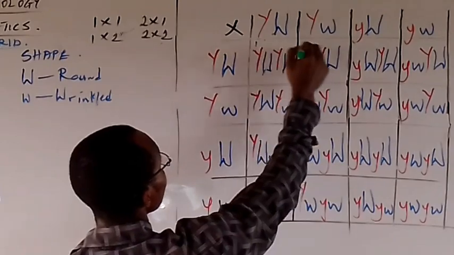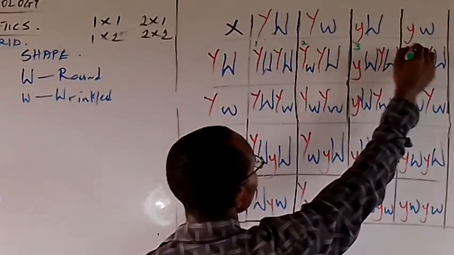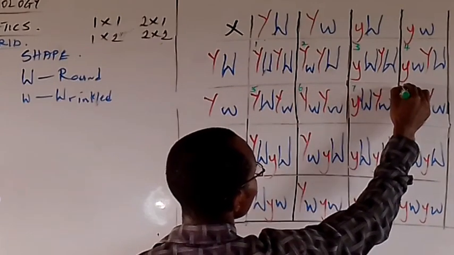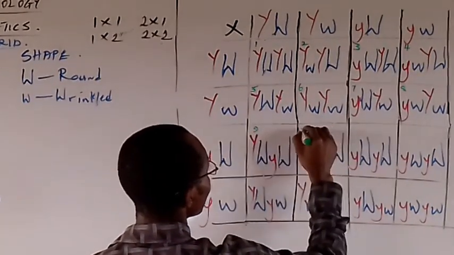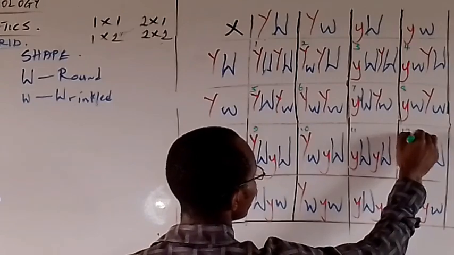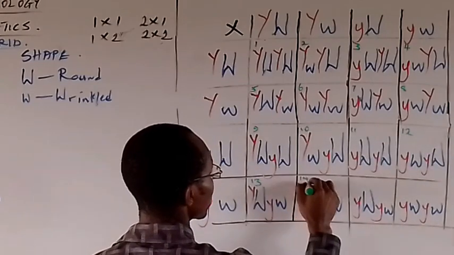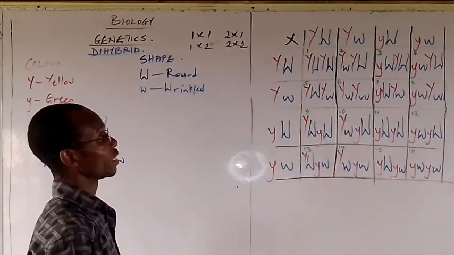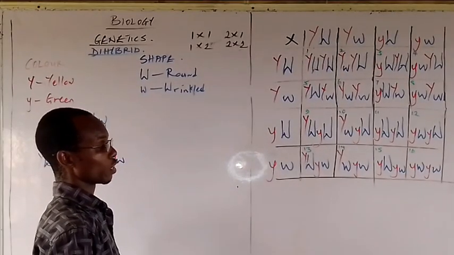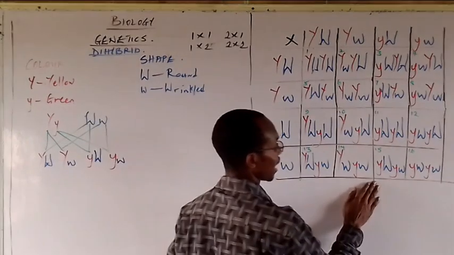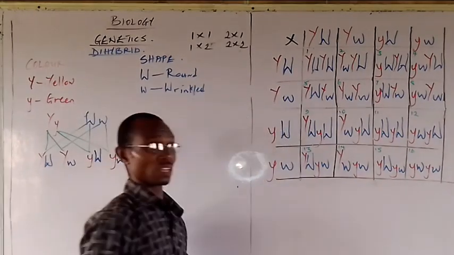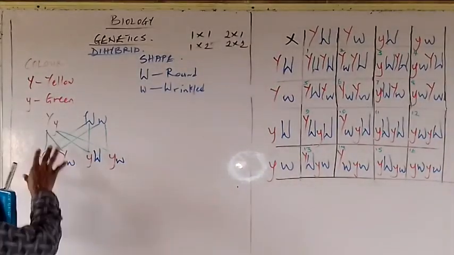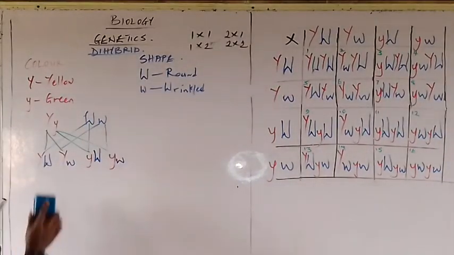So we have 1, 2, 3, 4, 5, 6, 7, 8, 9, 10, 11, 12, 13, 14, 15, 16. So these are the number of the boxes that we have. So with this now, we can actually go to write out our genotype. So what is the genotype going to look like? I will quickly erase this to make use of this place.